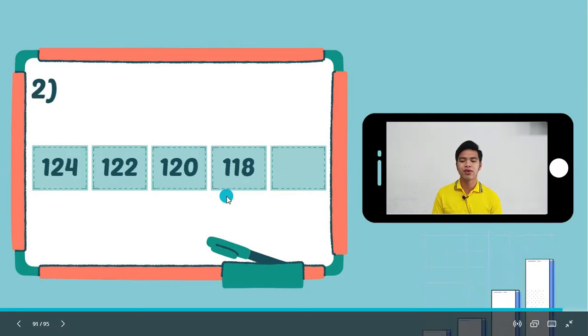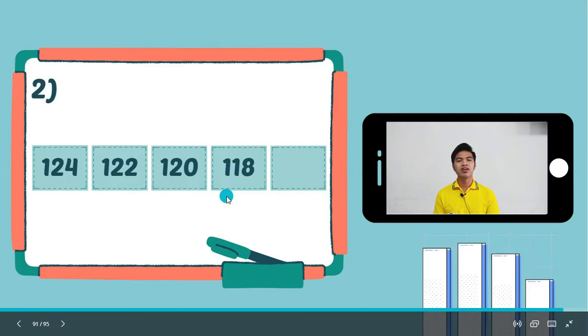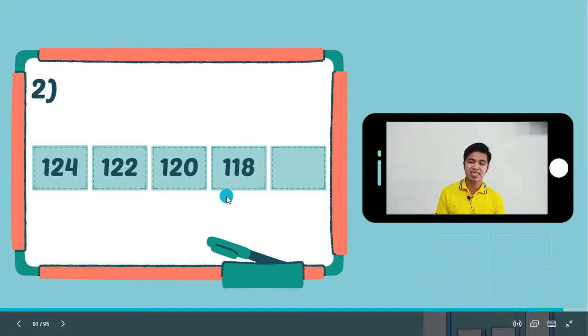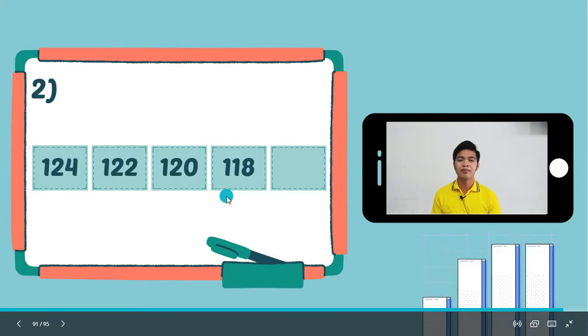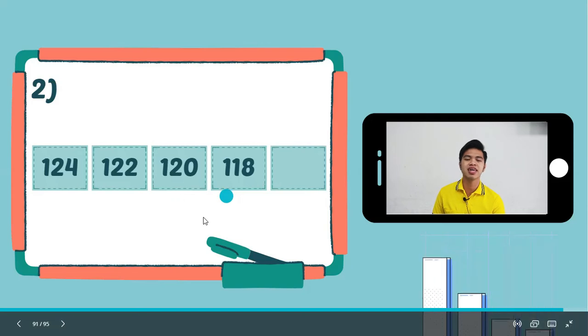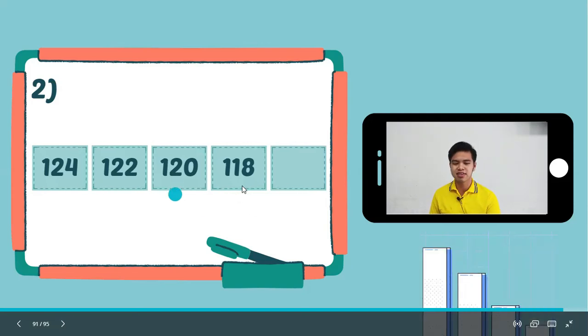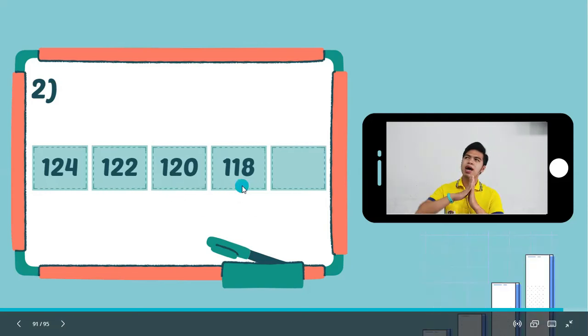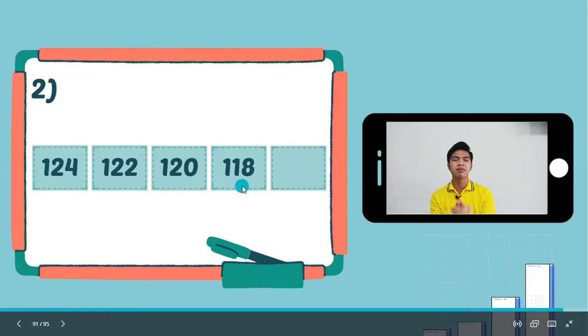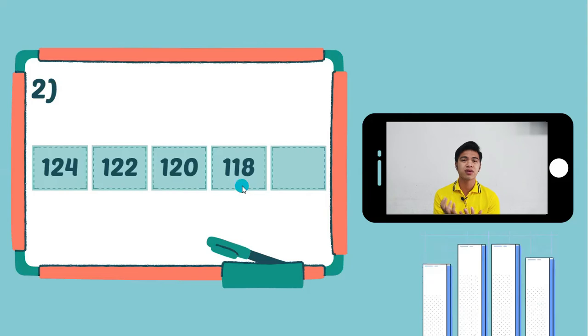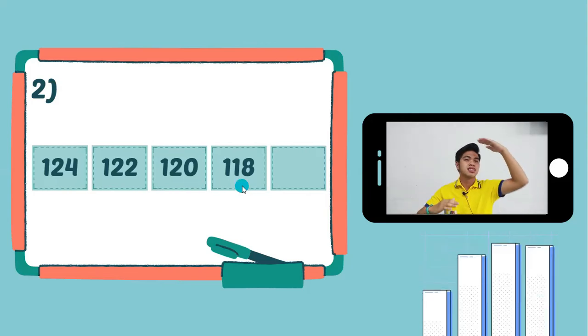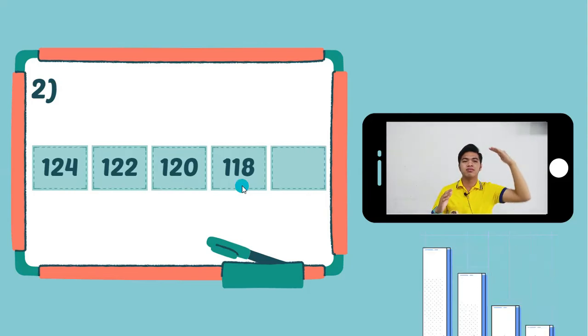We have 124, 122, 120, and 118. So what will be the next number? Okay, so let's find out the pattern first. So we have 120 and 118 as our last digits. Okay, so let's find out. So what happened to 120? Why did it become 118? So since here 118 is lower than 120, that means the pattern is counting down.